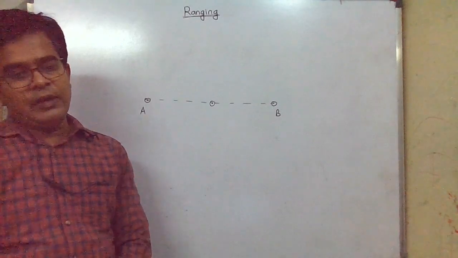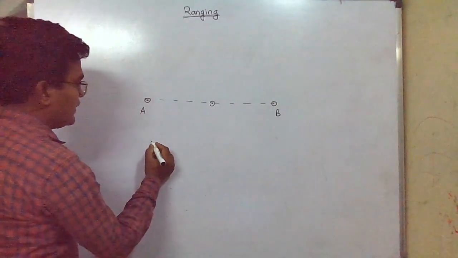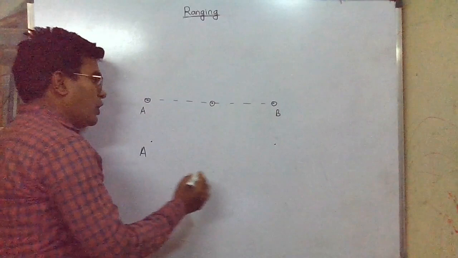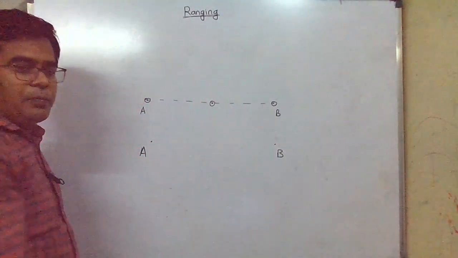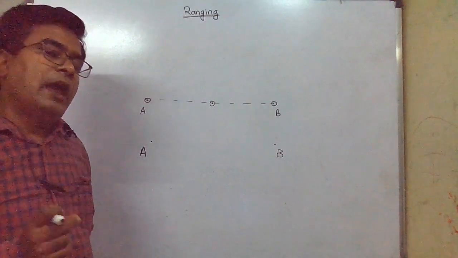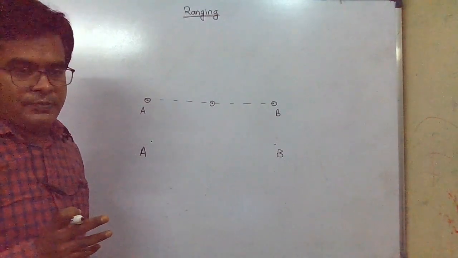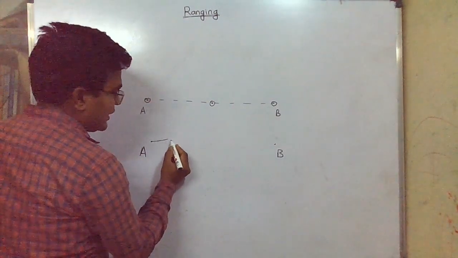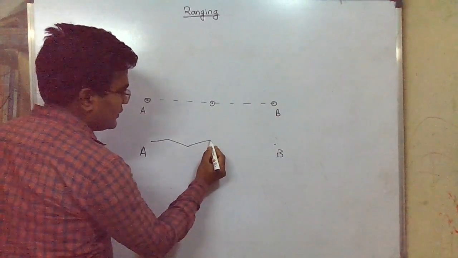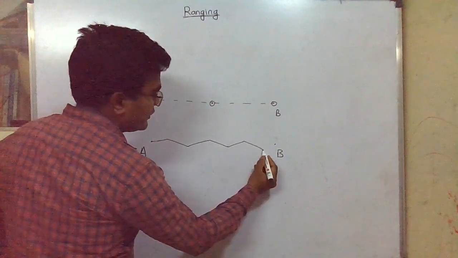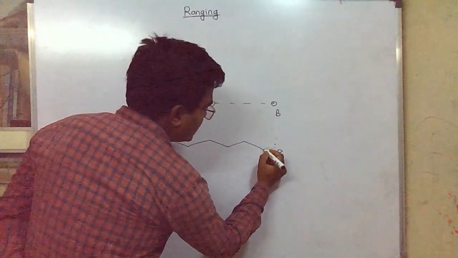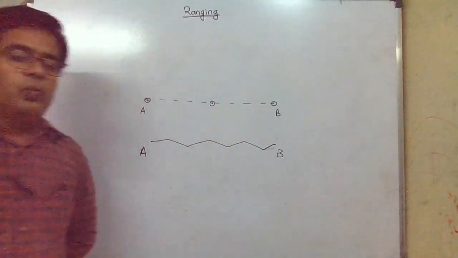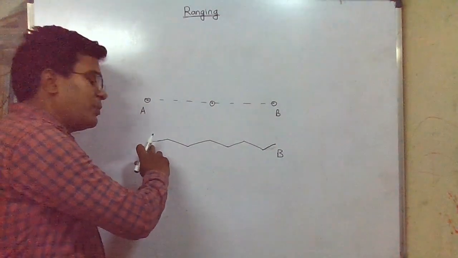Why is ranging required? Suppose these are two stations, A and B, and these two points are at a far distance apart. If we have a chain of 20 meters and use the chain directly without ranging, what will happen? We will measure one distance like this, another, another, another, and finally we will reach point B. We have measured the distance from A to B, but it will not be in a straight line.